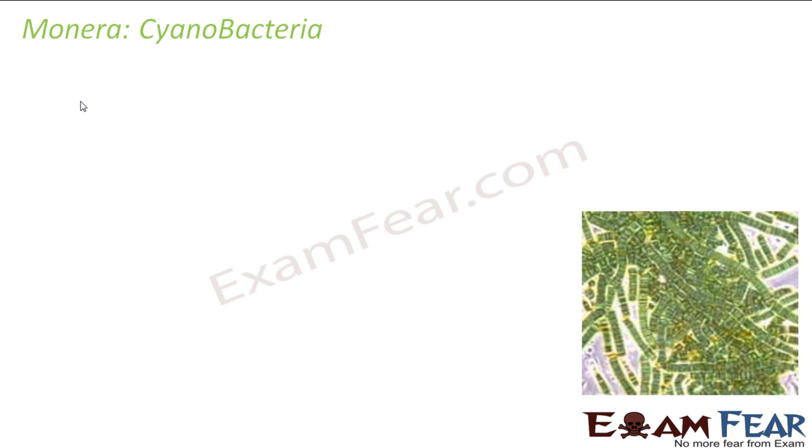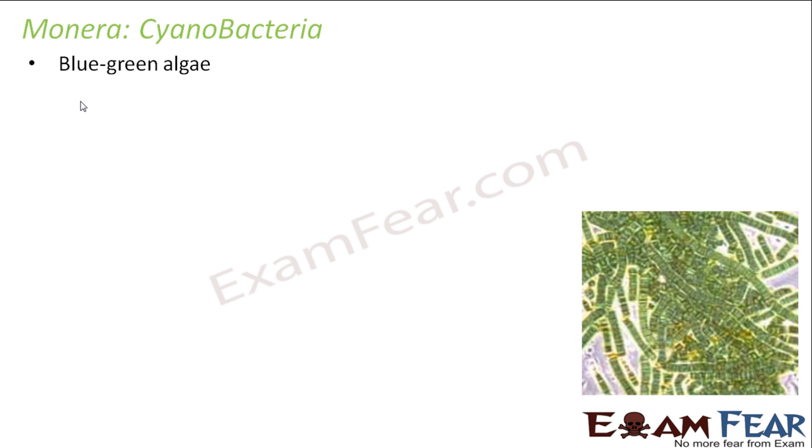So let us first talk about cyanobacteria. Cyanobacteria, the most commonly heard name in the Monera kingdom. Why so? Because these cyanobacteria are considered to be the ancestor of all life forms. So many people believe that cyanobacteria were the first to form on this earth, and everything else evolved from cyanobacteria. Okay, so from where did this bacteria get the name cyanobacteria?